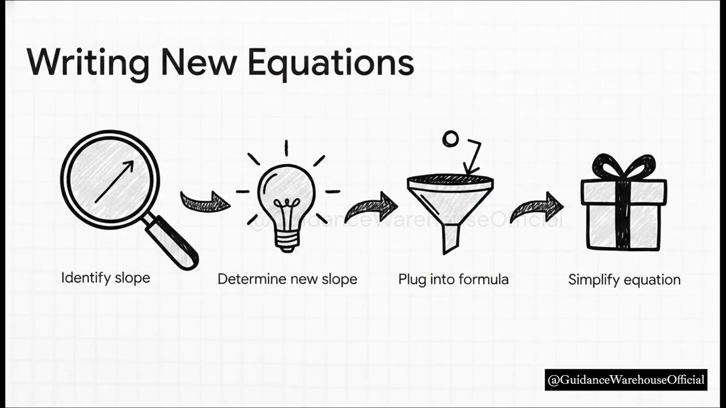If you are ever asked to write a brand new equation based on its relationship to an existing line, just follow this exact procedure. First, identify the slope of your original line. Second, determine your new slope. Keep it the exact same for parallel or take that negative reciprocal for perpendicular. Third, plug that new slope and your new point into our trusty point-slope formula. And finally, just simplify the whole shebang down into y equals mx plus b.